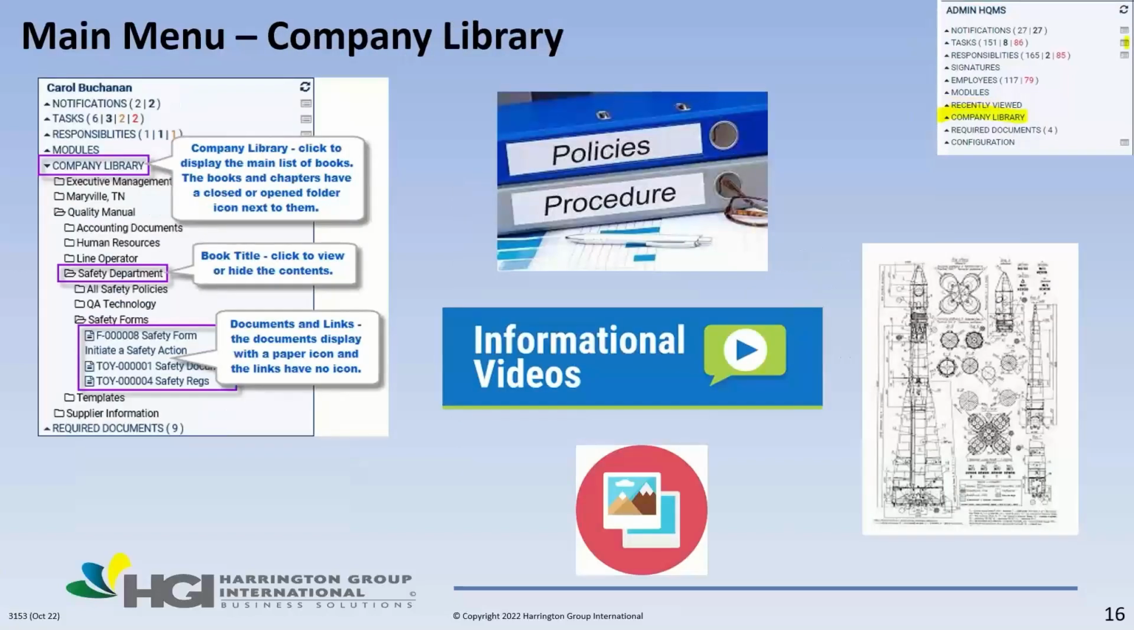Company library. This is an interesting one. Now that we put all these documents into a document management system, how do we give people access to them? So the HQMS company library is a method for arranging and presenting all these documents. Admin users will configure the main structure and the documents and the books and all that. And basically, anytime you get a document from the library, the system displays the current version. So there's no more "what's the current version" issue either.